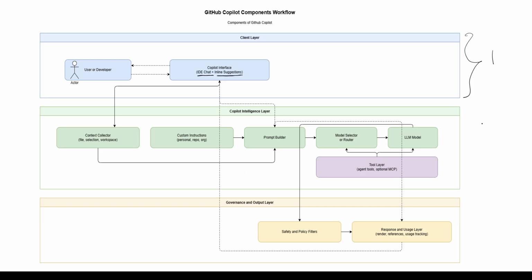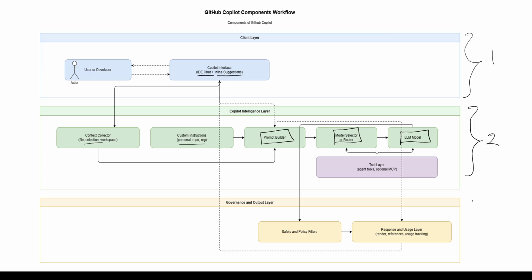And then the second layer of the architecture diagram is the Copilot intelligence layer. This is where all our LLMs and other functions are hosted. This is the brain behind Copilot. The LLM is something which is trained on large code bases. And then we also have a model selector or router, and then a prompt builder. I'll talk about all these components as well.